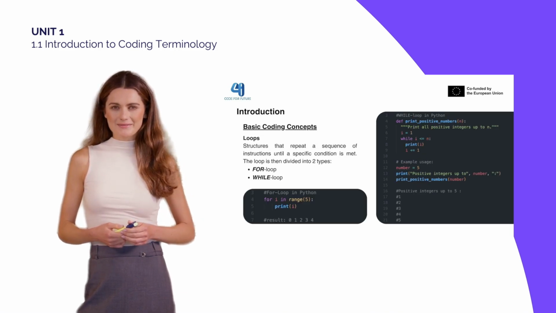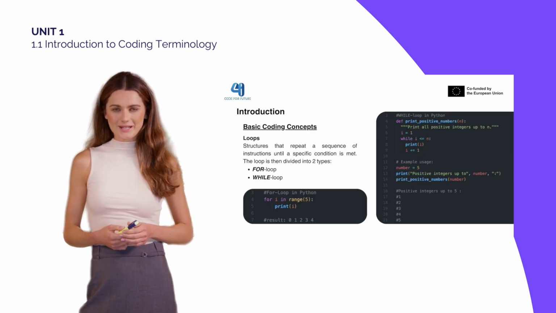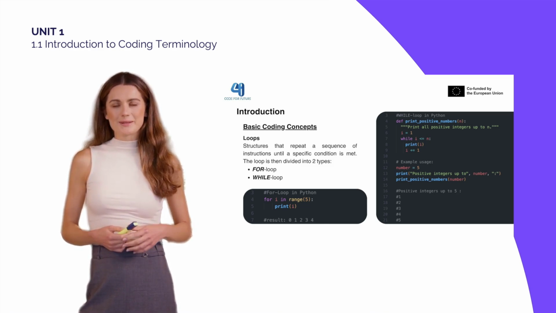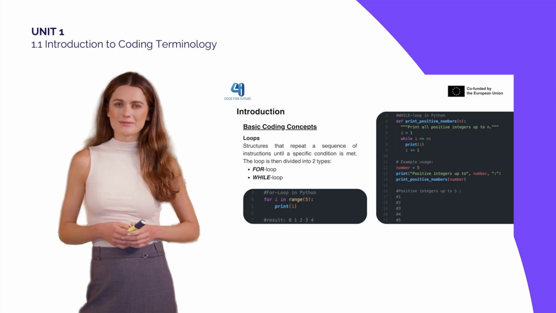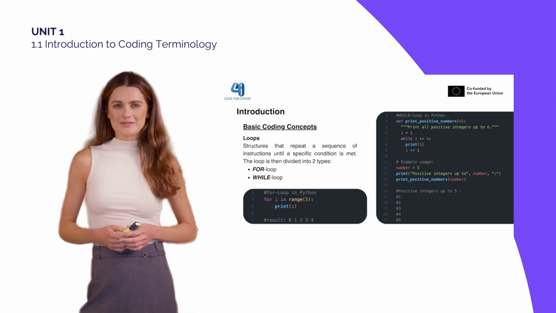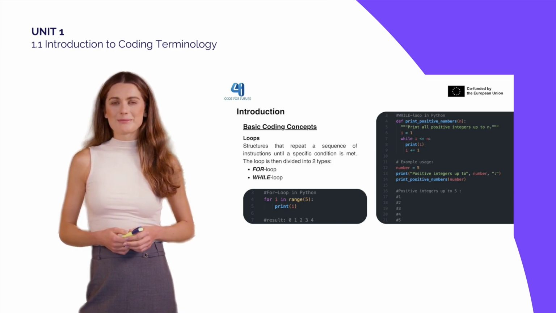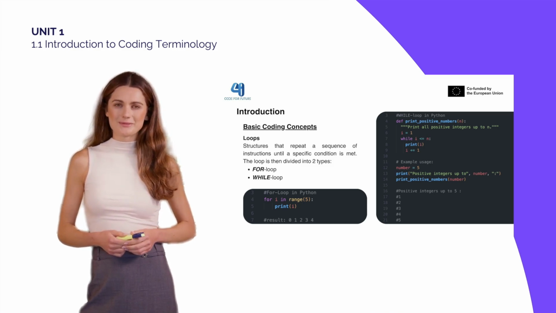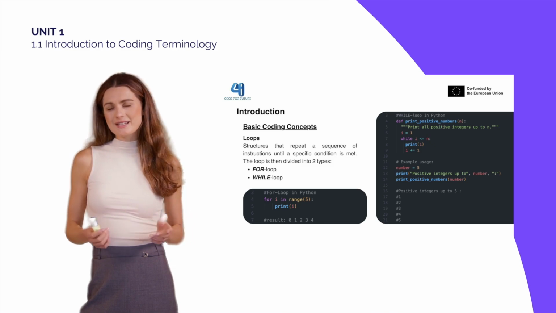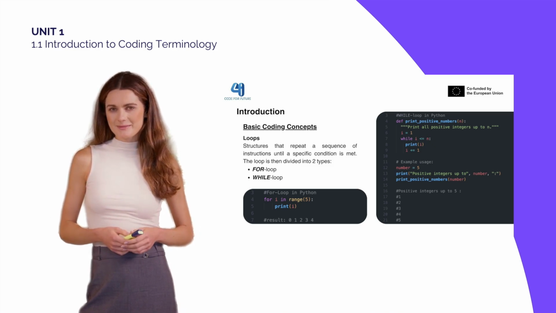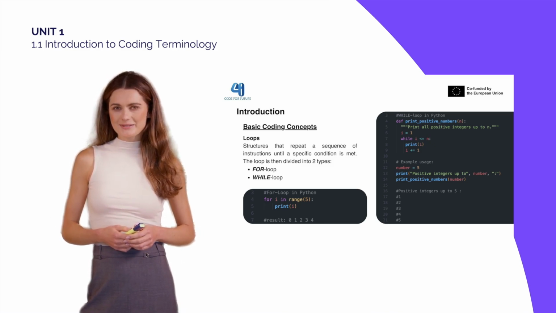Another important aspect is loops. Loops allow us to repeat a sequence of instructions until a certain condition is met. Instead of writing the same code multiple times, we use loops to make our code shorter and more efficient. There are two main types of loops. One, for loop, used when we know how many times we want to repeat something. Example, the for loop here prints numbers from 0 to 4 in Python.